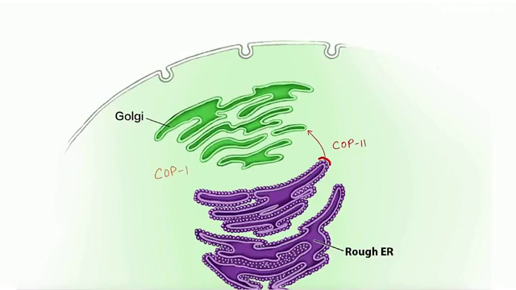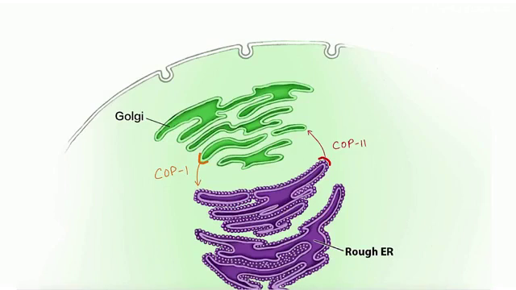And then the COP1 proteins are involved with retrograde trafficking of vesicles, where stuff is moving from the Golgi back to the ER. So usually proteins go from the ER to the Golgi and then on outside the cell. But sometimes you need to ship something backwards from the Golgi back to the ER. And if you want to go backwards, you need a COP1 protein.